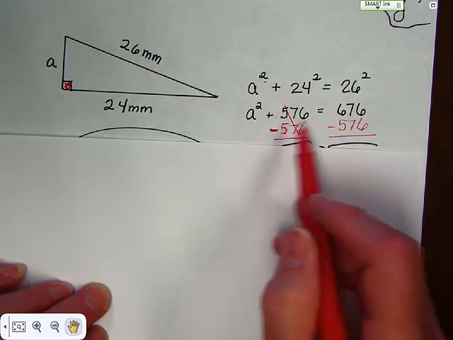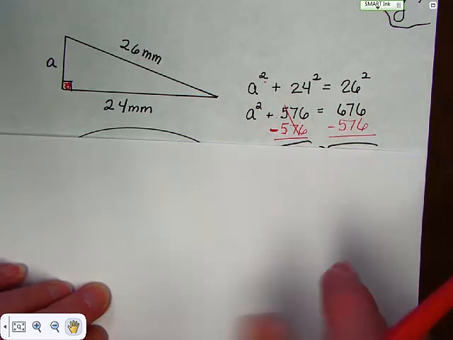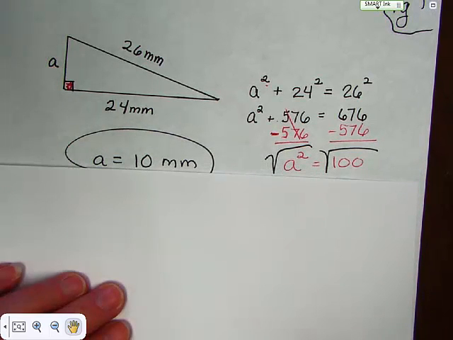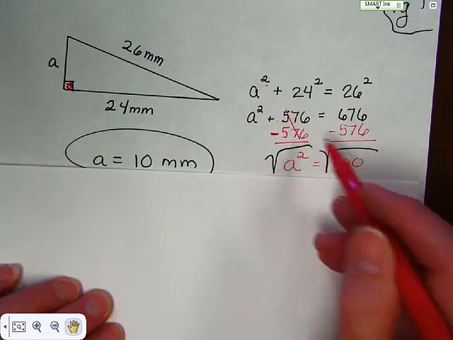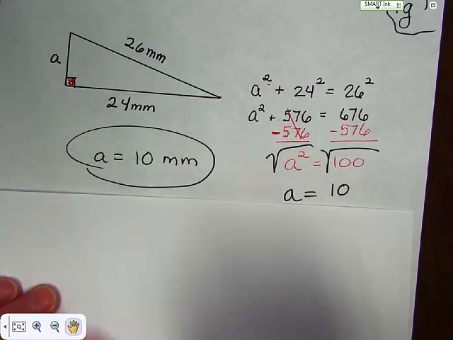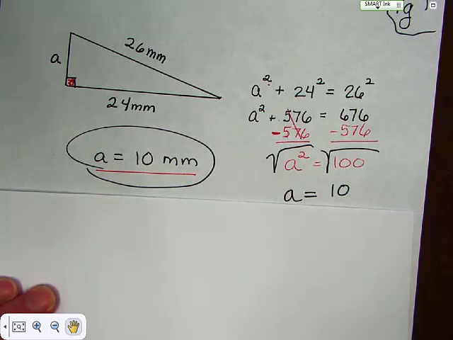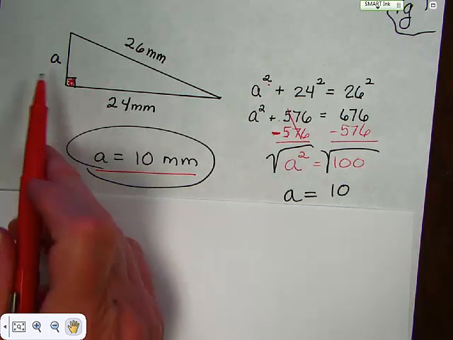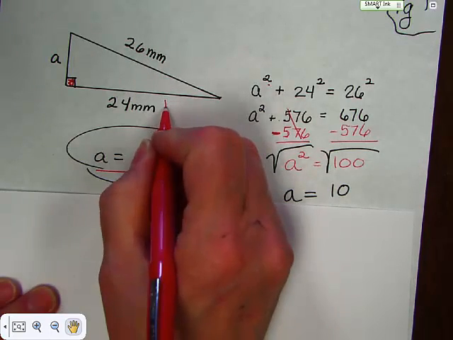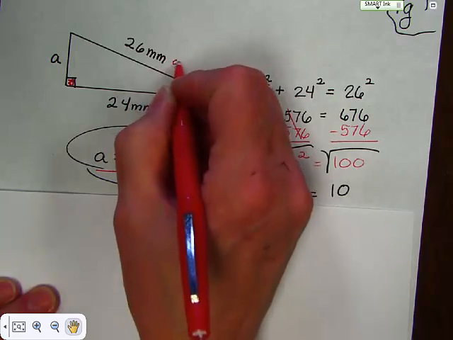Subtract 576 from both sides and you end up with A squared equals 100. Square root of A squared is A. Square root of 100 is 10. Answer, A equals 10 millimeters. So this would be 10 millimeters, 24 millimeters, and 26 millimeters. This is B, this is C.